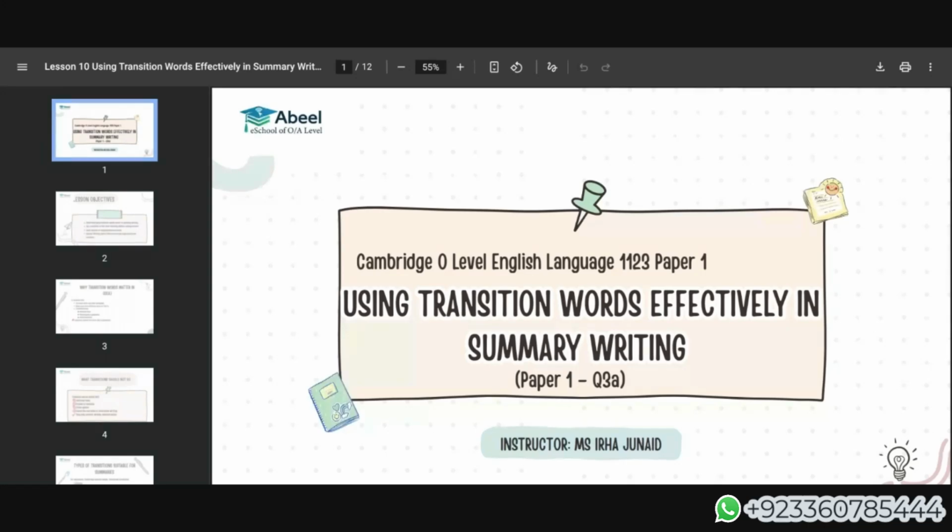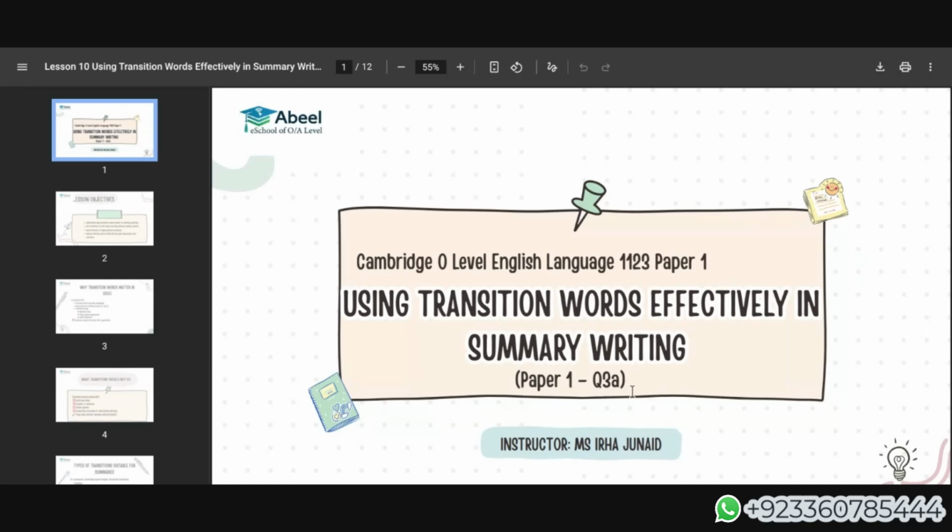Yes, we know that we have to incorporate transition words in summary writing tasks, but when, where, and how we have to use these words is very important. So let's discuss the usage of transition words in the summary writing task in detail. And reminding you again, this summary writing is part of paper 1. This is question 3A.